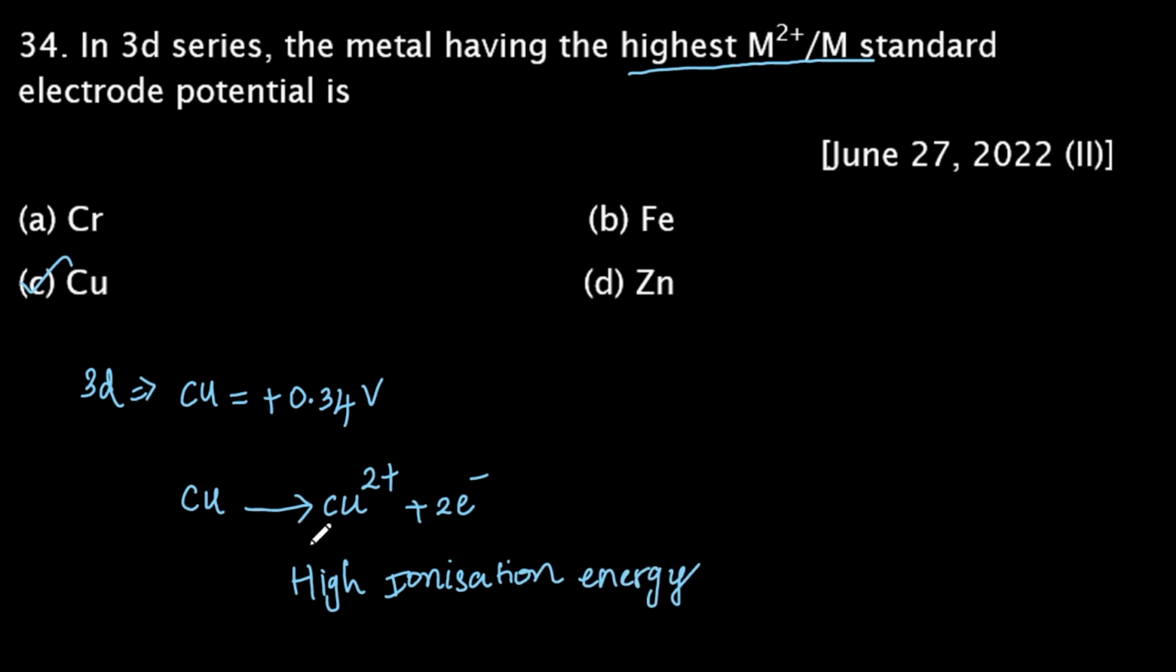The meaning is that for the simultaneous removal of 2 electrons from this copper atom to form the Cu2+ ion, high ionization energy is required. This ionization energy is not compensated by the hydration energy because the hydration energy value is very low, and it does not help in the removal of the 2 electrons simultaneously. So copper has the highest M2+/M standard electrode potential.